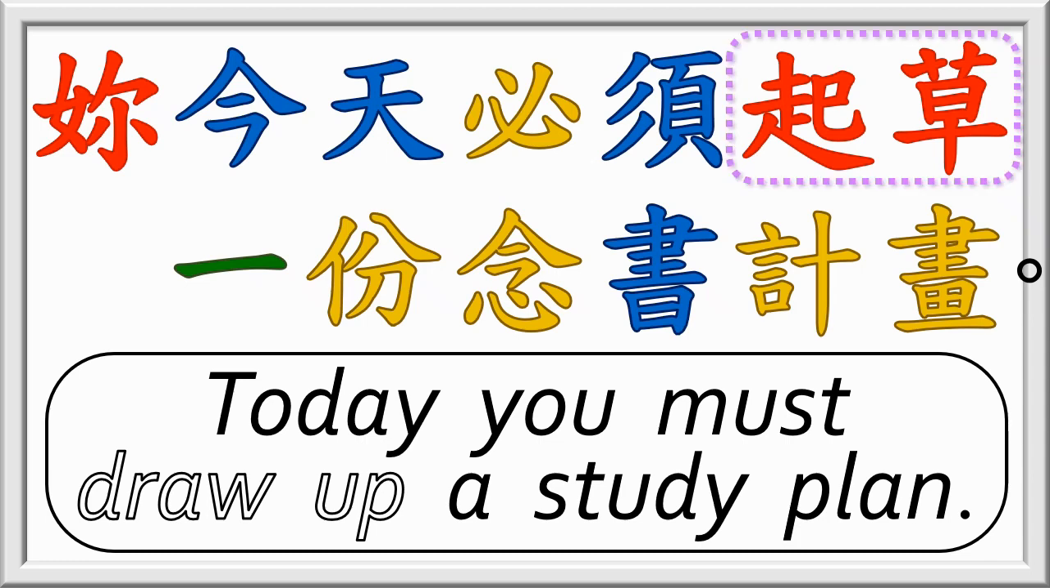We saw that the character for grass, 草, can describe cursive and sometimes illegible writing, 草字, and careless or hasty work, 草草了事. It's also used to refer to the draft of any document, a rough copy which may need correcting later. The phrase 起草 is the way to say draw up or draft a plan or document. Literally, come up with a hasty sketch. 你今天必须起草一份念书计划。Today you must draw up a study plan.